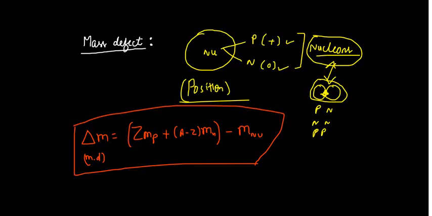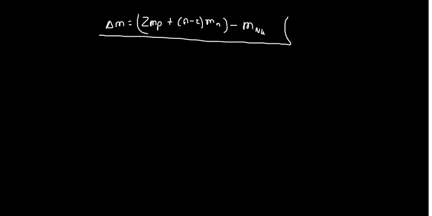Welcome back everyone. Now that we have studied the mass defect, let me explain in detail what mass defect is, and let's begin. So we have studied that there is something called mass defect that gives us Z times mp plus (A minus Z) times mn, and then finally we subtract the mass of the actual nucleus. So this is our theory. This is the mass defect formula.